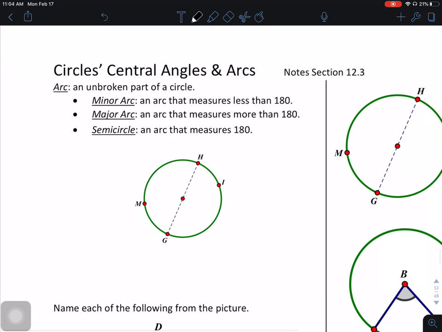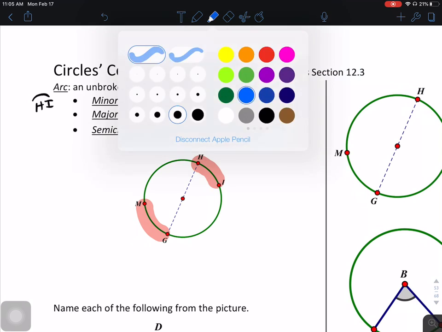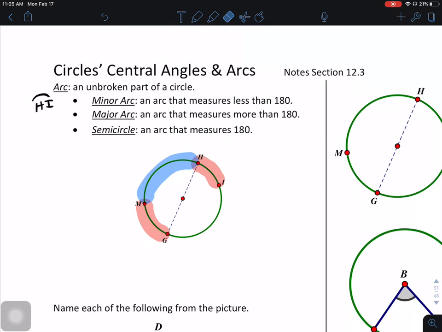Arc, an unbroken part of the circle. So minor arc. For example, arc HI is a minor arc. I'm not going to name them all. Arc MG is a minor arc. Arc MH is a minor arc.